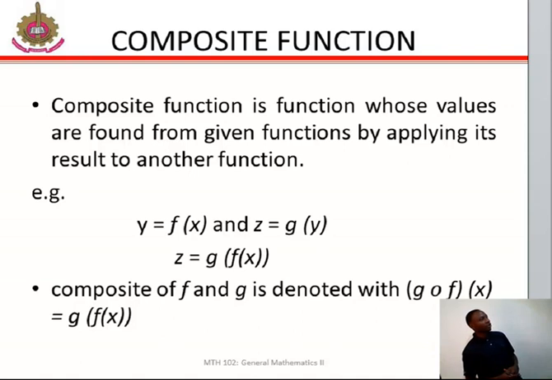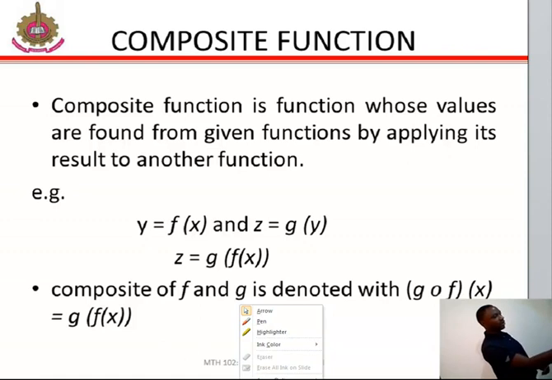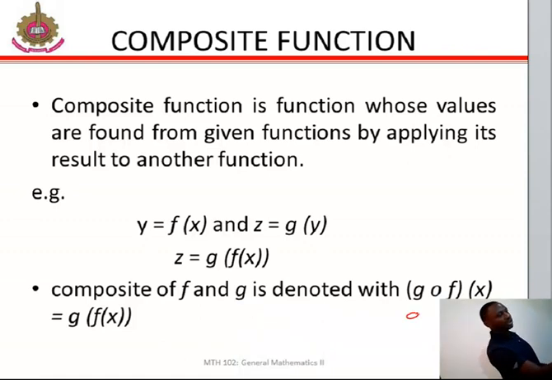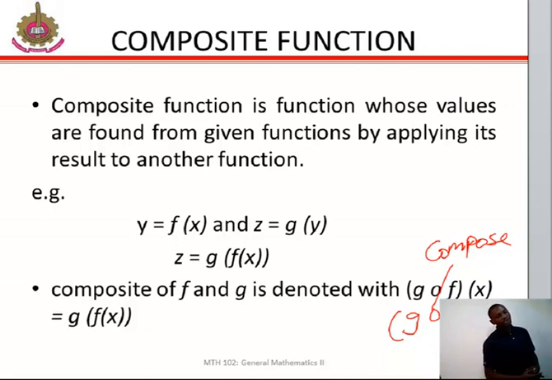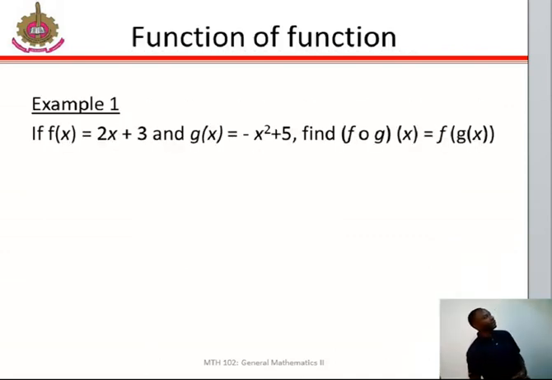The composite function is denoted, like you can see on your screen, using a symbol that looks like the letter O, which means compose. If you are going to pronounce this, you pronounce it as g compose f of x. Now let's solve an example so that you can understand what I just explained better.